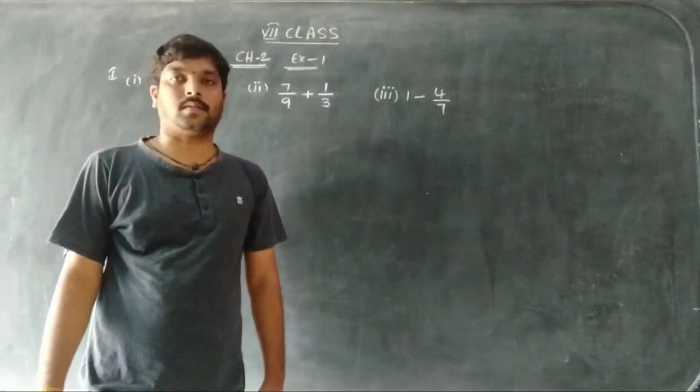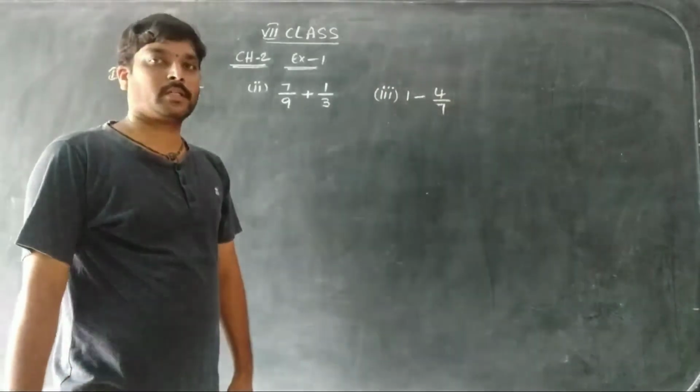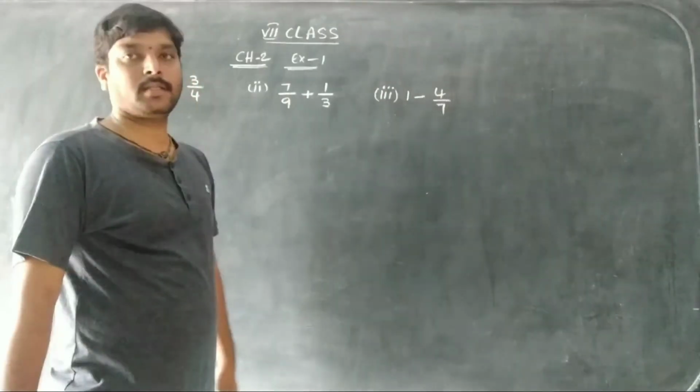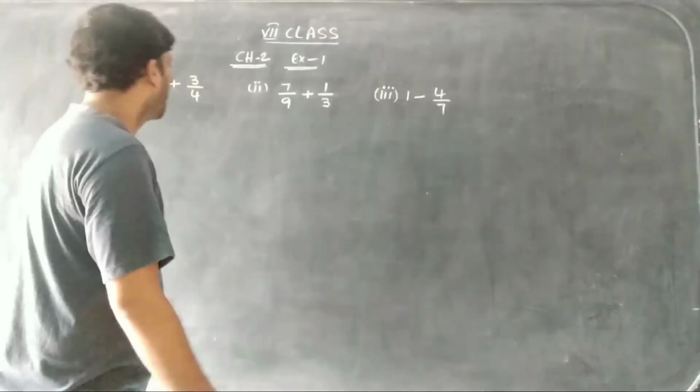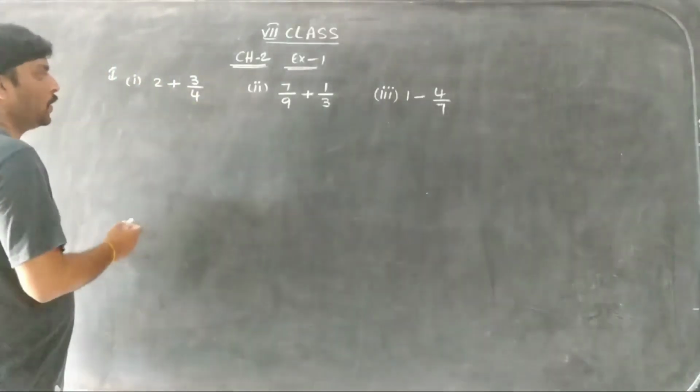Fractions and decimals. Here fractions are there. Simplify addition and subtraction, how to do it. This is exercise 1 from chapter 2. Here 2 plus 3 by 4. 2 plus 3 by 4, how to do it?